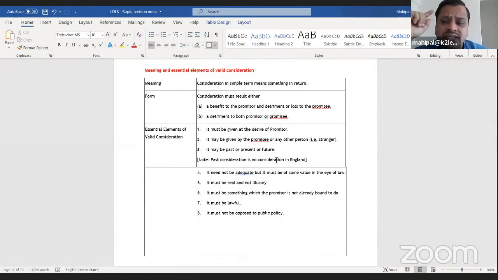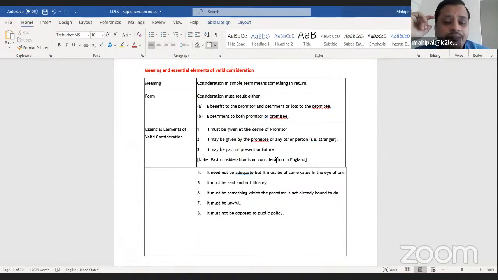Consideration may be past, present, or future. General rule in India, all three are valid. Important note, mention it. Clear, clear, clear words, you have to write. Under English law, past consideration is not valid. Clear? Yes. Durga Prasad versus Baldev.